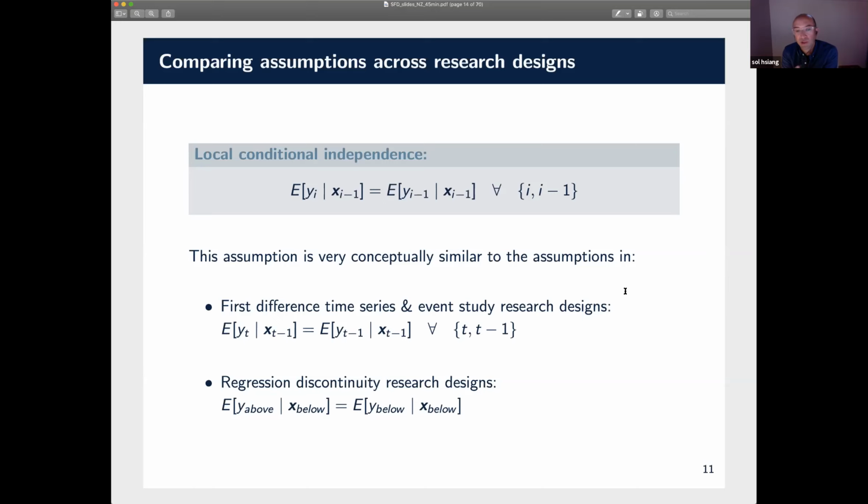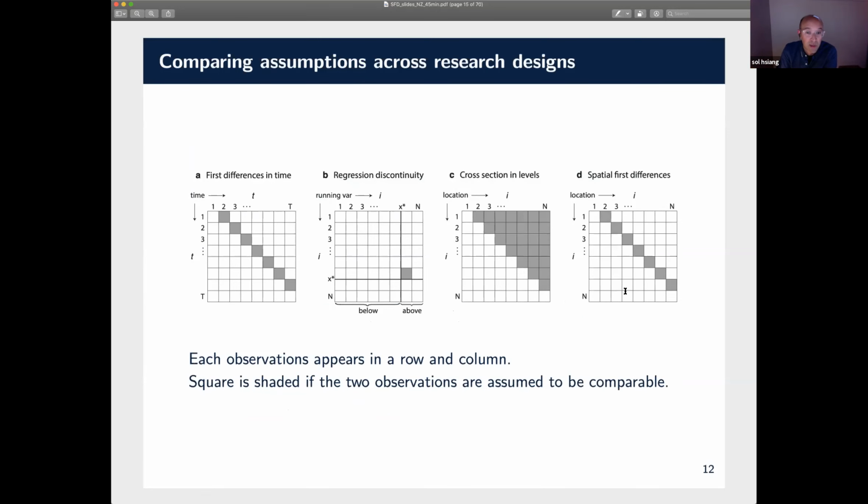If you're doing something that looks like a regression discontinuity research design, you're going to the observations just above and just below the discontinuity, and you're saying, well, those are basically locally conditionally independent, and you're not making comparisons with the rest of your sample. And so again, to bring back this visualization, spatial first differences is still on the right, nothing's changed. The cross-section and levels is here. And if you were to look at first differences in time, what you'd be saying is you're looking at observations sequentially and comparing them to one another.